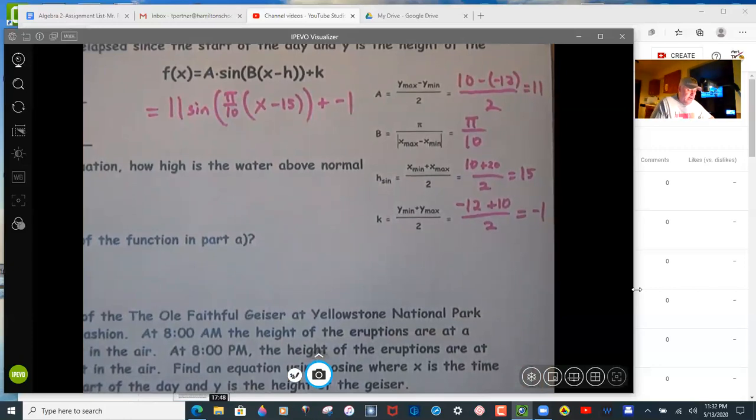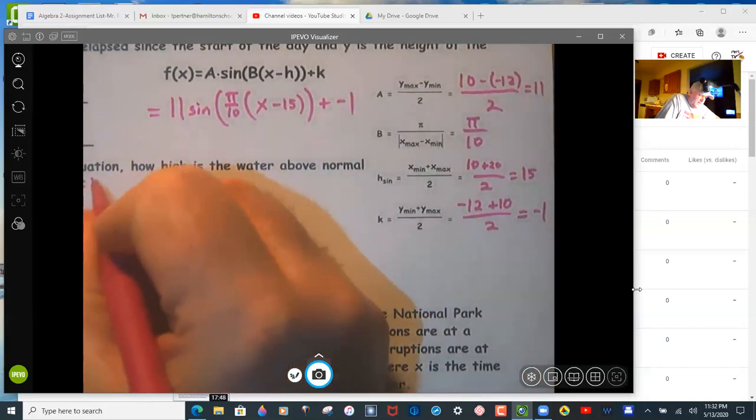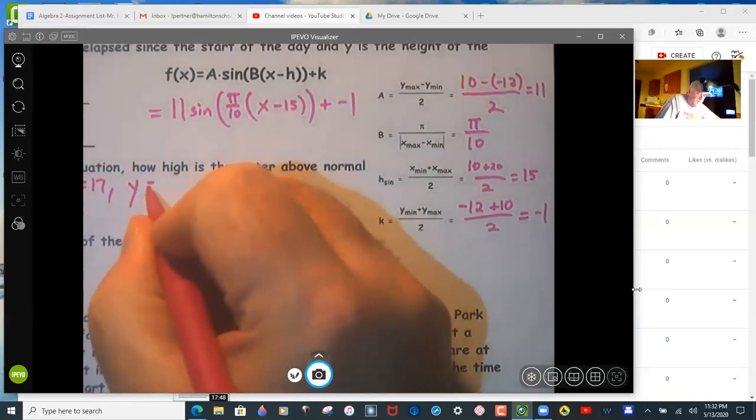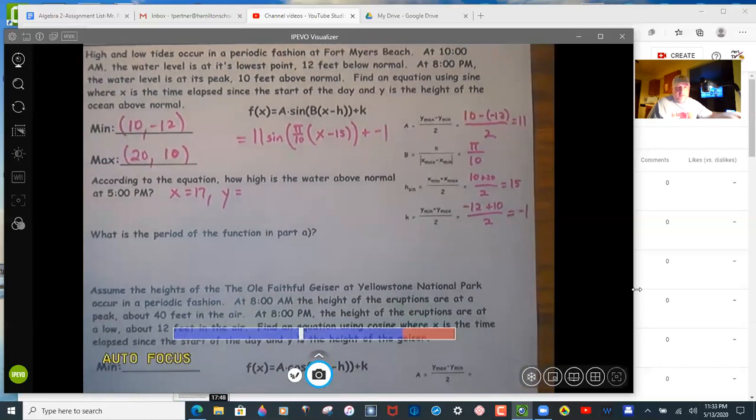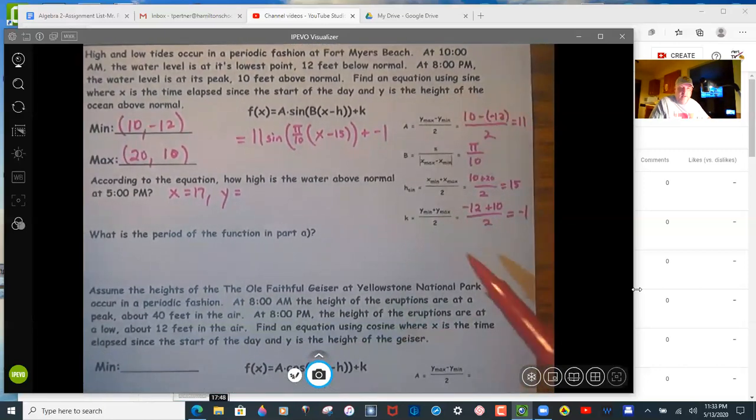Okay, according to the equation, how high is the water above normal at 5 p.m.? So x equals 17. Why 17? Because we're in military time. We're in elapsed time gone by. Just like when we got the x max, it was 20 hours gone by. So we put in 17, or we put this into our y equals and go to the table to check it out. Either way, it doesn't matter.